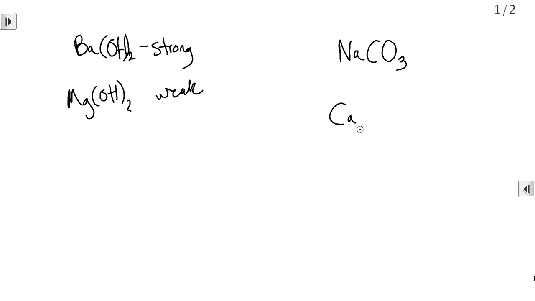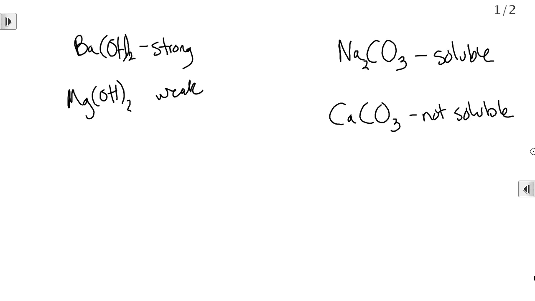But magnesium hydroxide is a weak base. One set of situations. Now let's take this a little bit further. A lot depends on this. What about if I have something like sodium carbonate? Sodium carbonate is soluble. Calcium carbonate is what seashells are made out of. Well, they better not be soluble. Poor seashells. Unless the water's acidic and that's another class. So this is soluble. This is not soluble. So these are two separate situations.